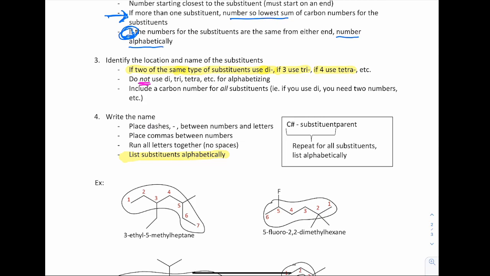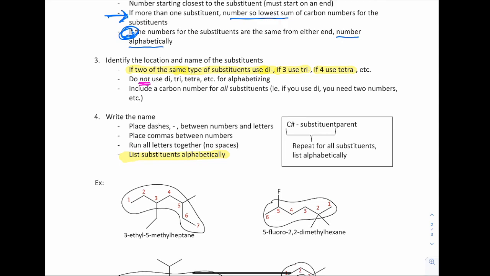I'm going to put commas between numbers, and I'll show you when these cases occur, like why you would have 2 numbers together, but it has to have a comma between it. Again, if you don't put a comma between it, you're not following IUPAC rules. I'm going to run all letters together with no spaces. There's a couple exceptions to this, but not in this chapter.